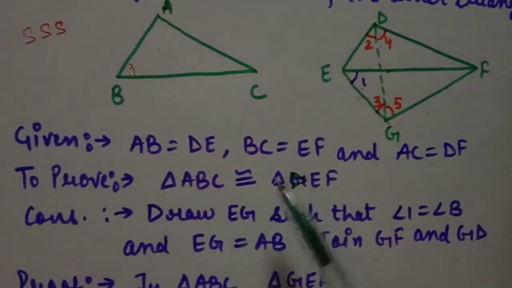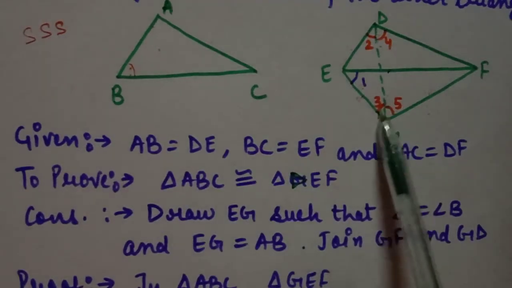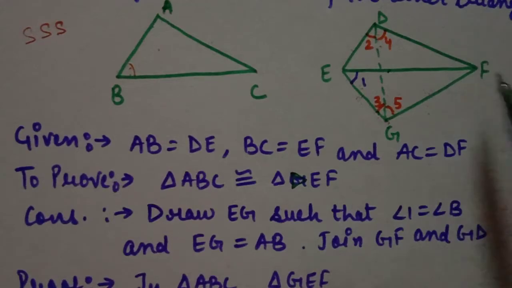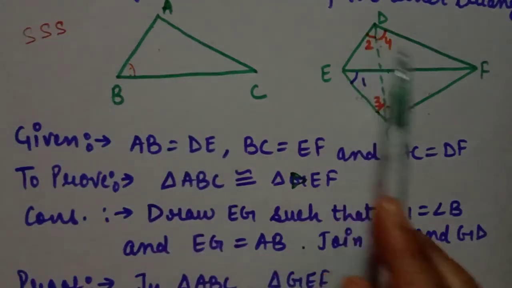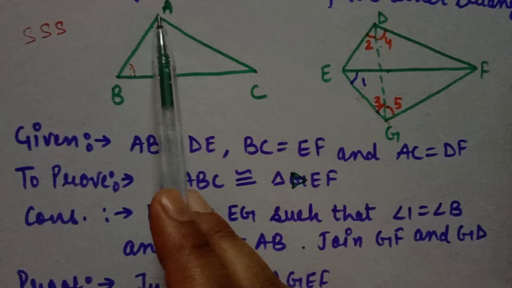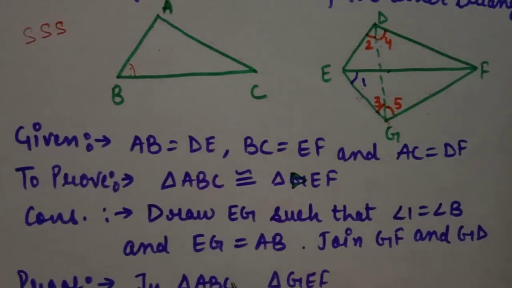So we will take CPCT. Angle A and angle G are equal to each other by CPCT. AC is equal to GF by CPCT. But students, AC is equal to DF. It is given AC equal to DF. Now we proved that AC is equal to GF. So definitely DF and GF are equal to each other.